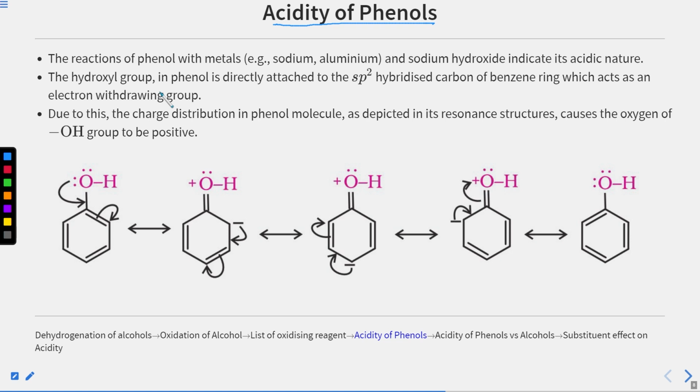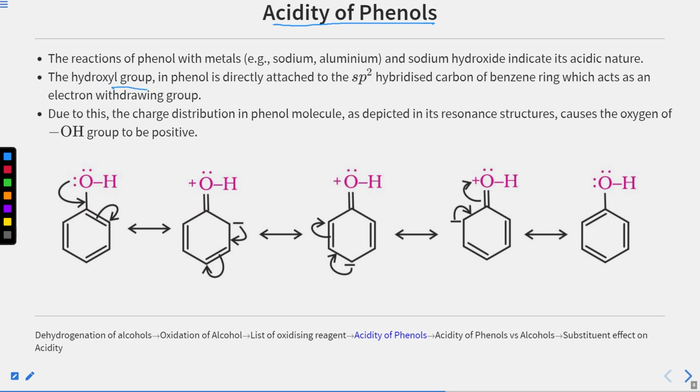But the difference is that the negative charge on oxygen in case of phenol can be delocalized into the benzene ring. We will see the delocalization in the next part. Due to this reason, phenol is more acidic than alcohol. How can we find out the acidity? Just treat phenol with a metal or sodium hydroxide. Then you will get hydrogen gas or CO2, depending upon what you are using. This reaction is given only by an acidic component, so we'll come to know that these are acidic in nature.